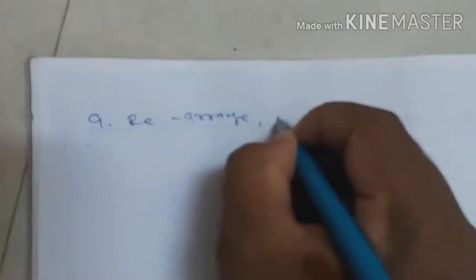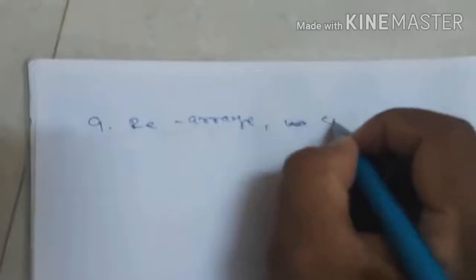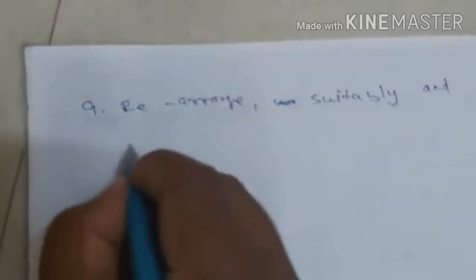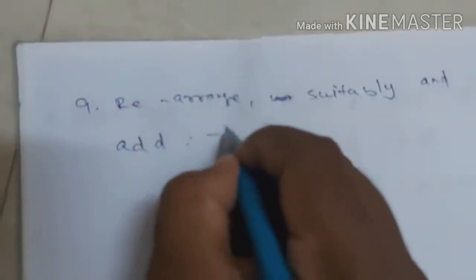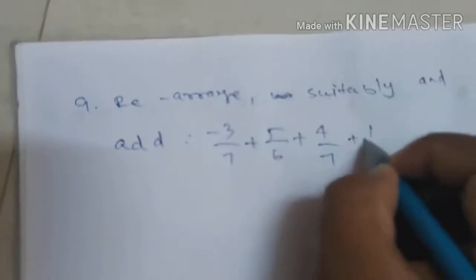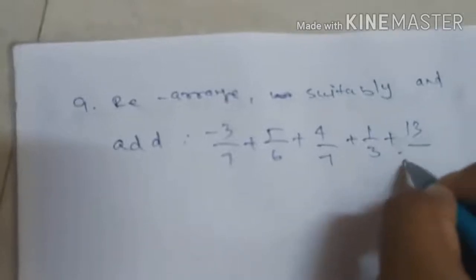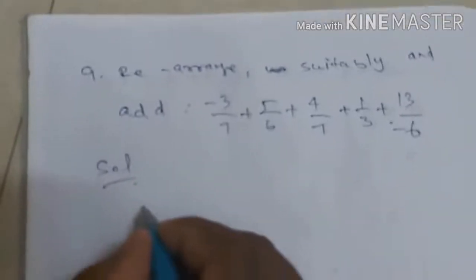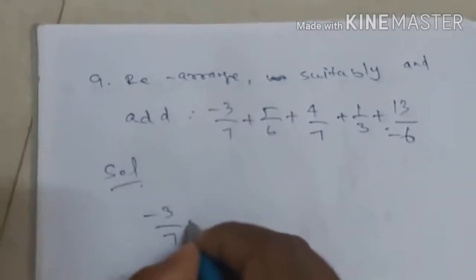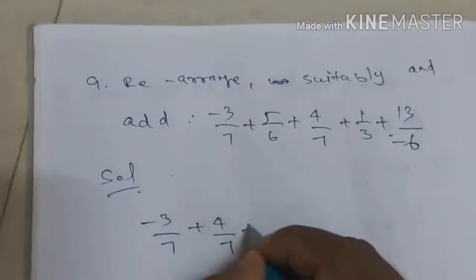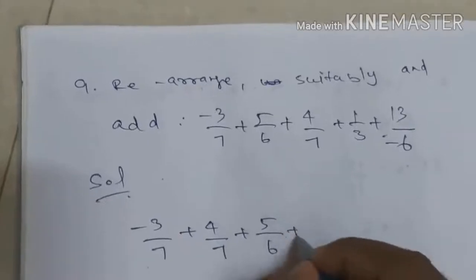And ninth sum, rearrange the suitable and add the value: minus 3 by 7 plus 5 by 6 plus 4 by 7 plus 1 by 3 plus 13 by minus 6. Already we informed 4 basic operators of rational numbers, addition, subtraction, multiplication, division, in previous class. Now you check the denominator values and change the numbers. So minus 3 by 7 plus 4 by 7 plus 5 by 6, 13 by minus 6 plus 1 by 3. So common denominator values we change.